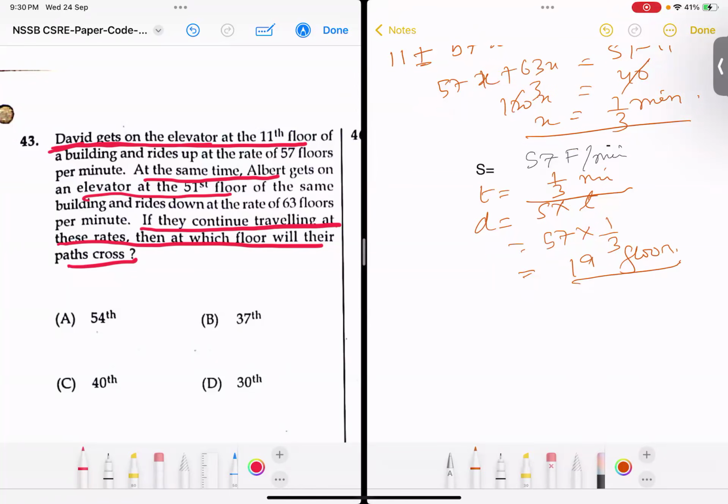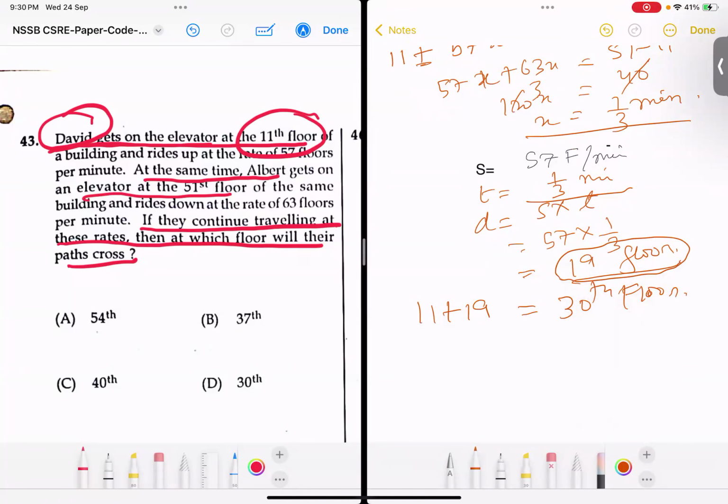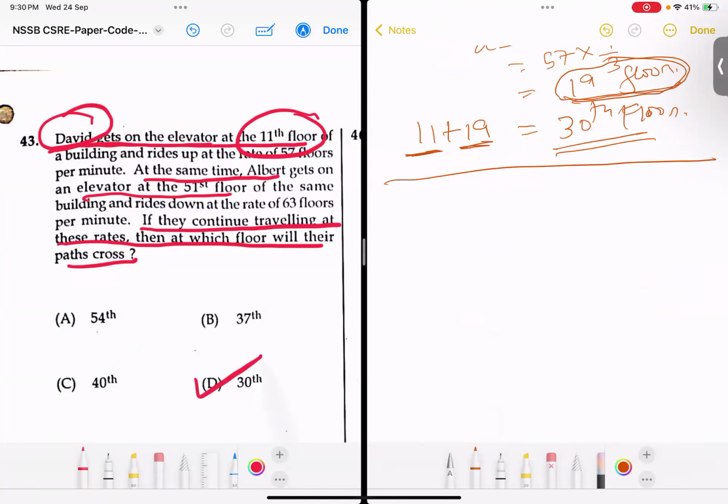But you remember, David did not enter at the 0 floor, right? He entered at the 11th floor. So 11 plus 19 is equal to how much? 30, right? So they're going to meet at the 30th floor, okay? So after David entered on the 11th floor, he has to go up 19 more floors before he meets Albert. Which means 11, the floor on which he entered, plus the other 19 floors, so the total is 30th floor. So the correct option is D, okay?